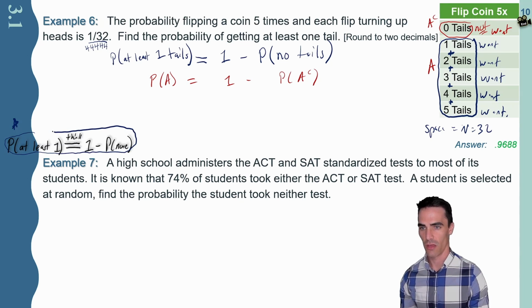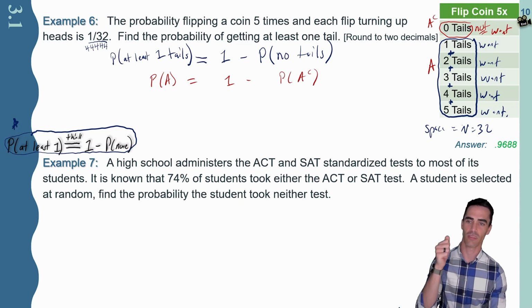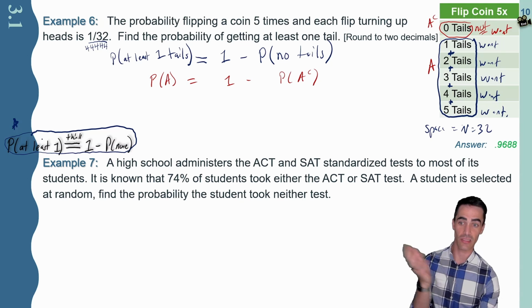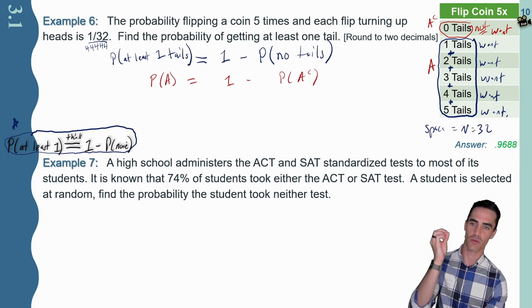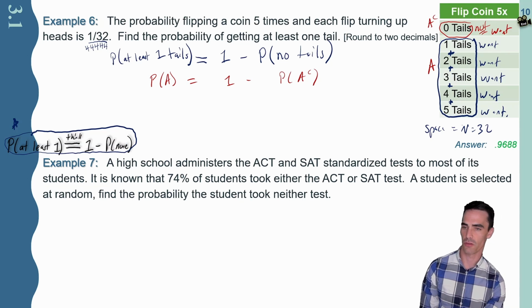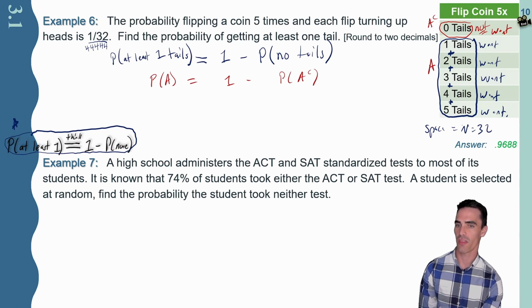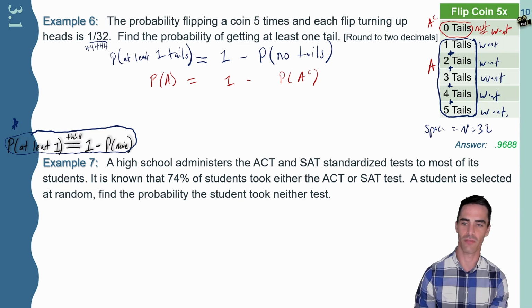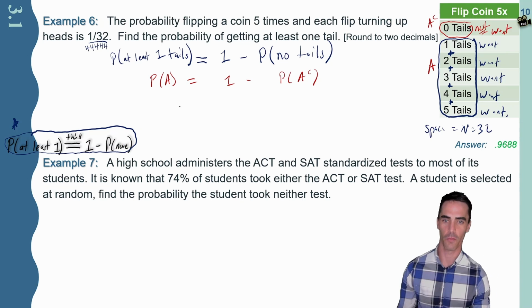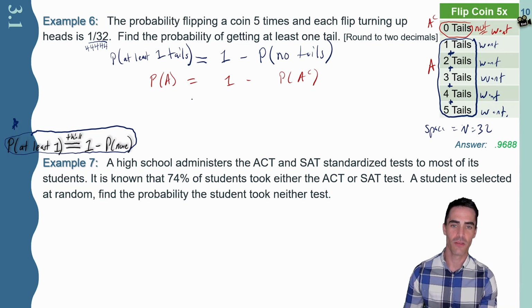A nice little cheat sheet to have in your back pocket is, look, the opposite of doing at least one is doing none. So here's my little cheat sheet. Probability of at least one, think 1 minus probability of none. Sort of rhymes, so hopefully that makes it more friendly. So let's get into evaluating this probability.